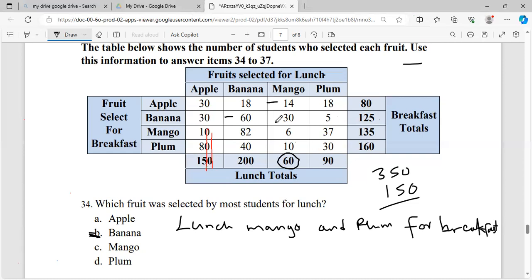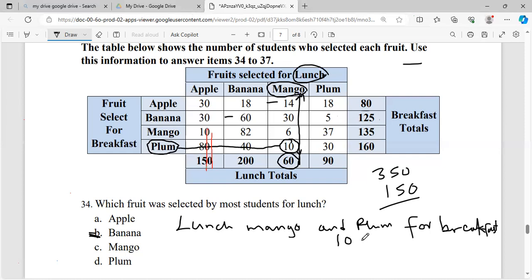So what you have to do first, because they say lunch, you go to lunch first. These are the lunch ones. Then you go to the heading, which is mango, 18. And then now you go to plum for breakfast. So the answer has to be in this column. Then you go across where it intersects, from plum across to the mango. So it would be 10.